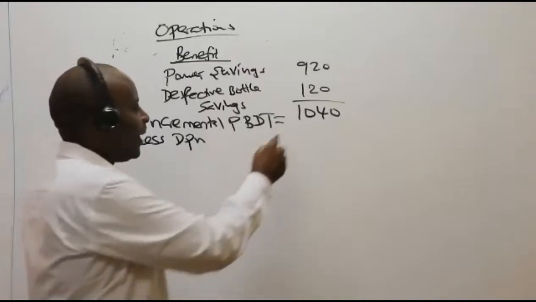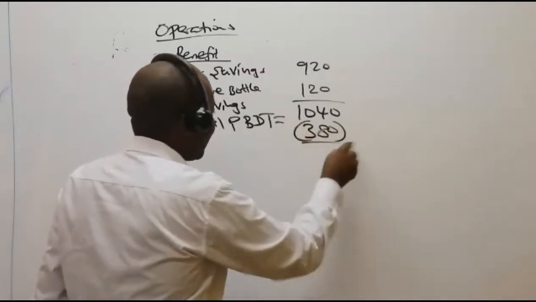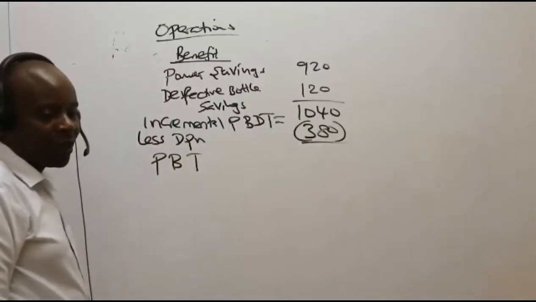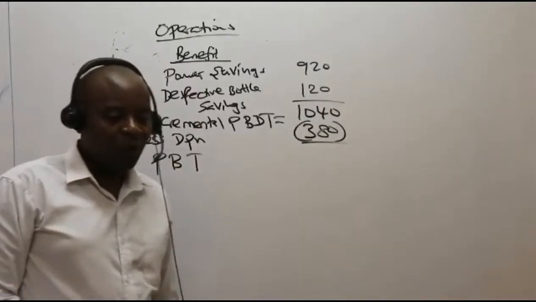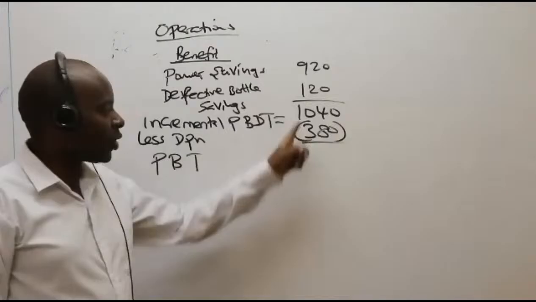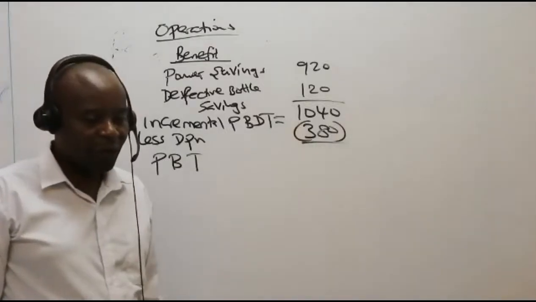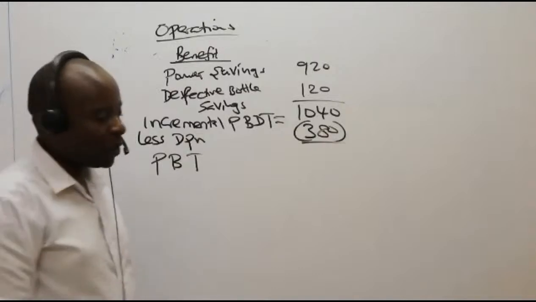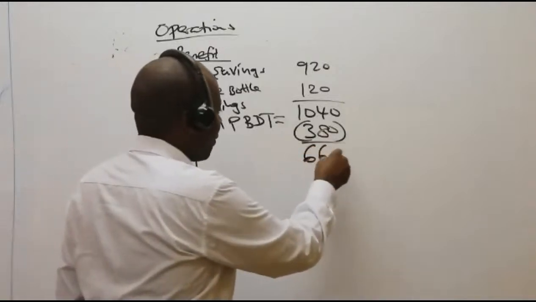380, they're telling me. 380. So please come and subtract this for you to be able to give me what we call profit before tax. Profit before tax, this minus this, please give me a figure. Profit before taxation. So they are giving me a figure of 660.